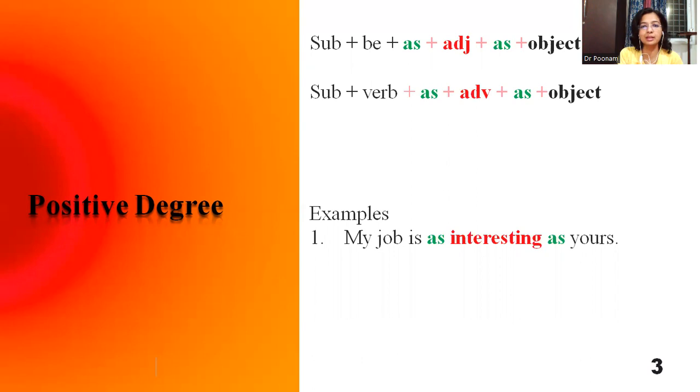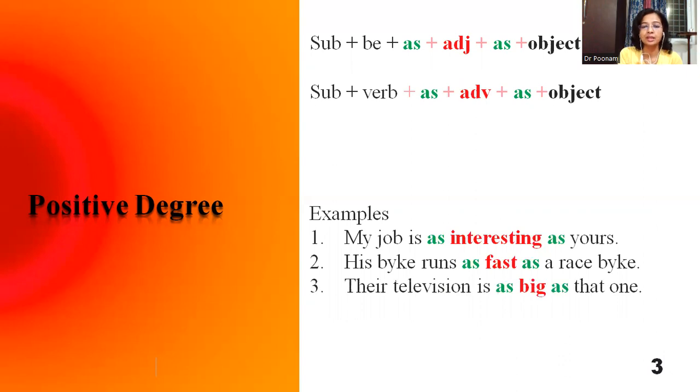So my job is the subject, is the be form of verb, as interesting is the adjective, as yours becomes the object. Second example, his bike runs as fast as a race bike. Now here runs is the main verb, as fast, fast becomes the adverb, as a race bike. Again we are comparing bike and race bike which runs equally fast. Third example, their television is as big as that one. Big is an adjective which is telling you more about the noun which is television. Thus, we have used be form of verb which is. Their television is as big as that one.